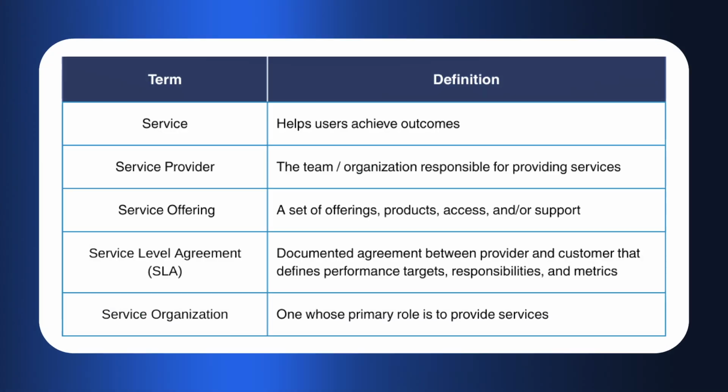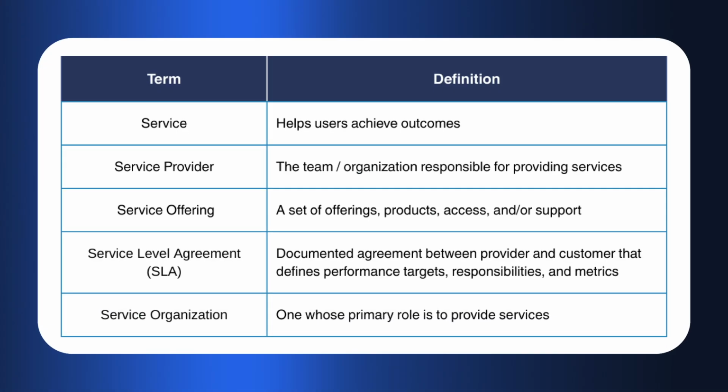Then we have services, which are a huge topic in IT service management. A service enables value by helping users, stakeholders, or customers achieve a specific outcome. A service provider is an organization, department, team, group of people, or person responsible for delivering a specific service. A service is an offering of a packaged set of products, access, services, or support, essentially what the customer actually receives. A service level agreement, known as an SLA, is a documented agreement between a service provider and a customer that defines the expected level of service. It outlines performance targets, responsibility, as well as metrics. We're going to talk about these all throughout this course, so you'll hear that quite a bit.